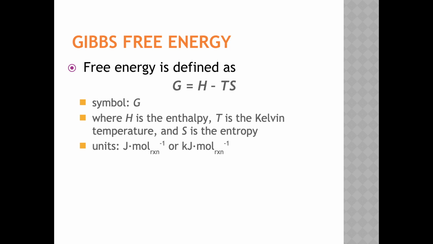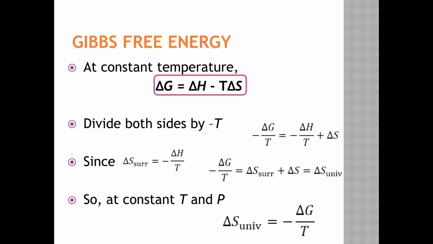Gibbs Free Energy, also known as just free energy, is a state function defined by this equation, where G is free energy, H is enthalpy, T is Kelvin temperature, and S is entropy. For the most part, its units will end up being in joules or kilojoules per mole of reaction. For any process that occurs at a constant temperature, delta G is equal to delta H minus T delta S.